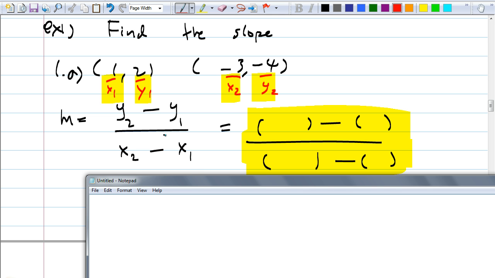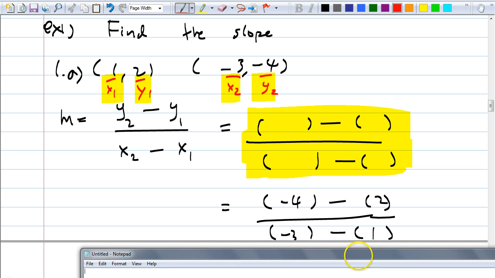All right, so how many people plugged it in this way? As I walked around, a lot of you put the wrong numbers. Please don't do that. Make sure you label them correctly and then plug it in correctly, okay? So what do we get on the numerator, John? All right, so when I subtract, what do I get? What does it become?